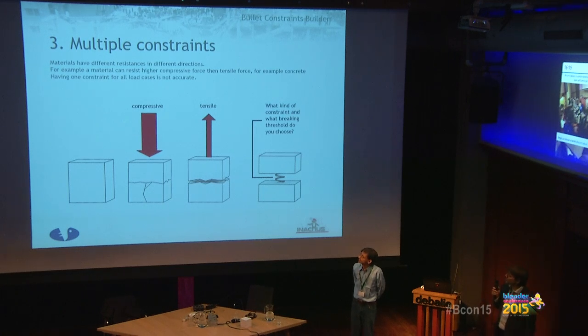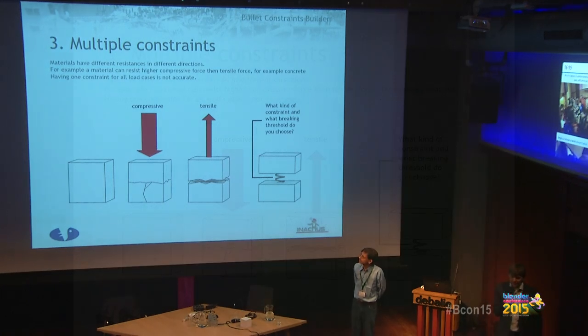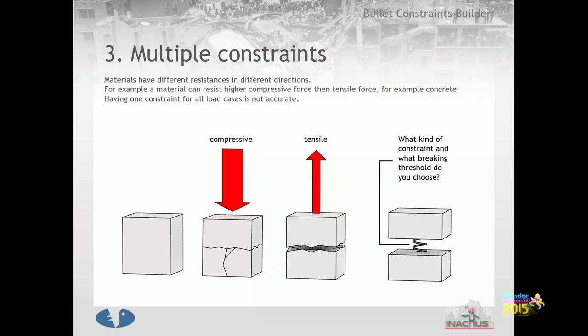And this is the third and last concept of this script: we are using multiple constraints. The standard is only to use one. And that's the reason why a material has different strength in different directions. You have concrete, for example, with much, much stronger compressive resistance, but much less tensile resistance. And that means that you cannot deal with only one threshold and one constraint. You have to have more.